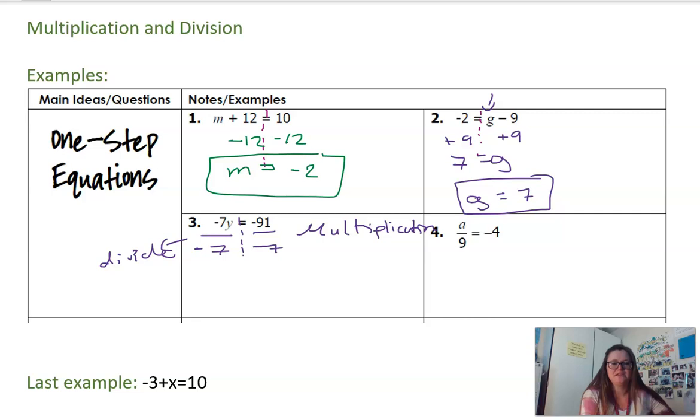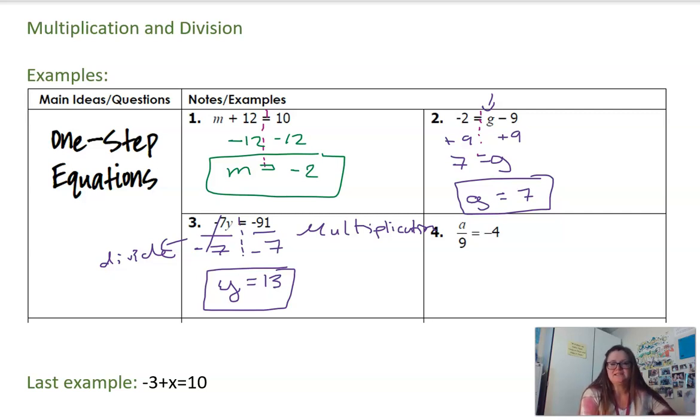So these two negative 7s become a 1. So 1y is just y, equals negative 91 divided by negative 7. And this is a negative 7. I know it looks like it was all 1, but you have to divide by the actual number, not the opposite. So that becomes positive 13, because negative divided by negative is positive. And then again, we might want to check: negative 7 times 13 is negative 91.